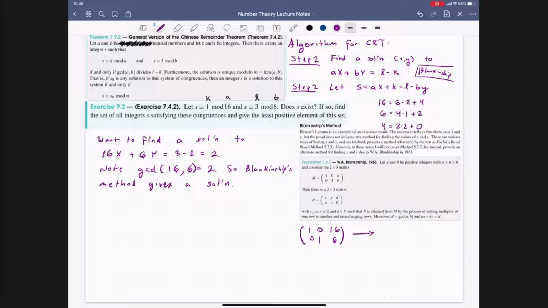So as a reminder, when applying Blankenship's method, we know that the quotient here is 2. So we're going to start with the second row and do minus 2 times the second row, and then add it to the first row, and that will replace the first row. So this here stays the same. This is 0, 1, and 6. We multiply by a negative 2 and add. So that's going to be 1 plus 0 plus 0. Then we have 1 times minus 2 plus 0, so we have a minus 2 here. And then we're going to have 6 times negative 2, minus 12, plus 16, 4. And so we have this.